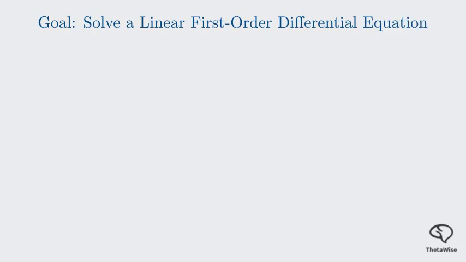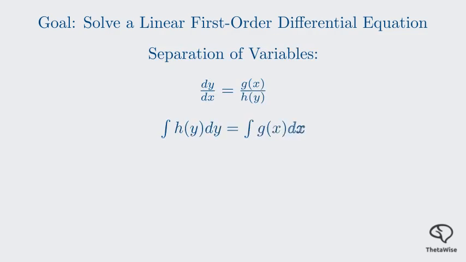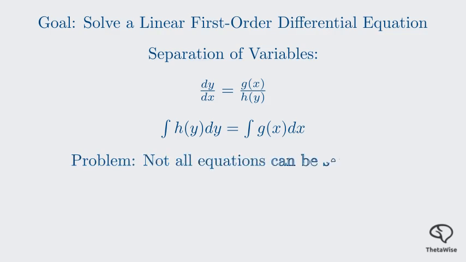In N5, you might have encountered the method of separation of variables. Let's briefly recall what that was. Separation of variables involves rearranging the equation so that all terms involving y and dy are on one side, and all terms involving x and dx are on the other side. Once separated, you can integrate both sides. This method is elegant, but it only works if you can successfully separate the variables. Unfortunately, many linear first-order equations cannot be solved using separation of variables. This means we need a more general and powerful method.